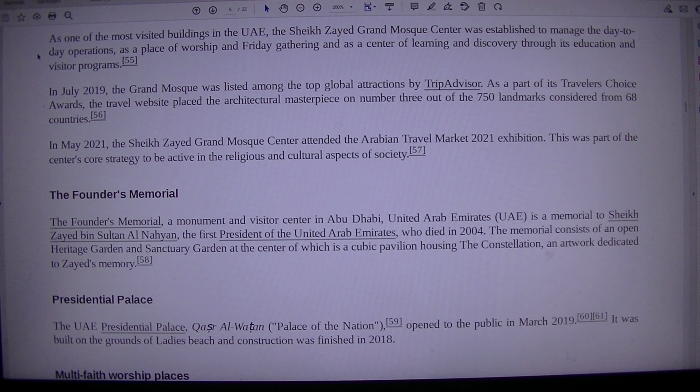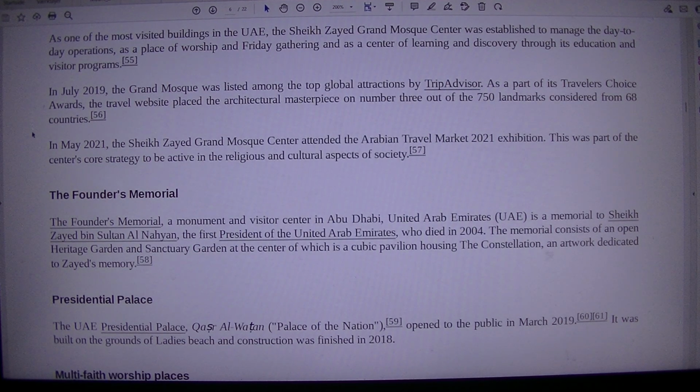55. In July 2019, the Grand Mosque was listed among the top global attractions by TripAdvisor. As a part of its Traveler's Choice Awards, the travel website placed the architectural masterpiece at number 3 out of the 750 landmarks considered from 68 countries. 56. In May 2021, the Sheikh Zayed Grand Mosque Center attended the Arabian Travel Market 2021 exhibition. This was part of the center's core strategy to be active in the religious and cultural aspects of society.